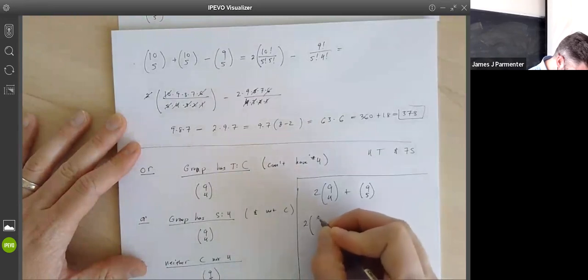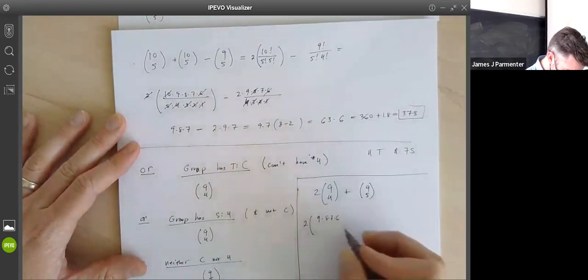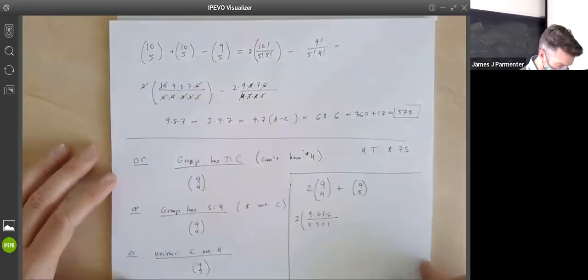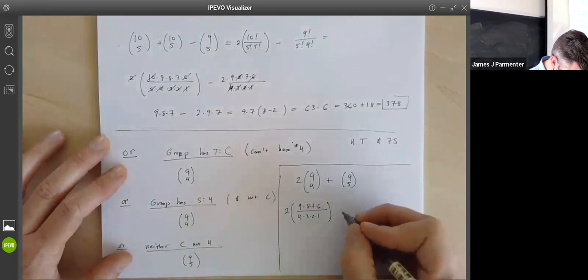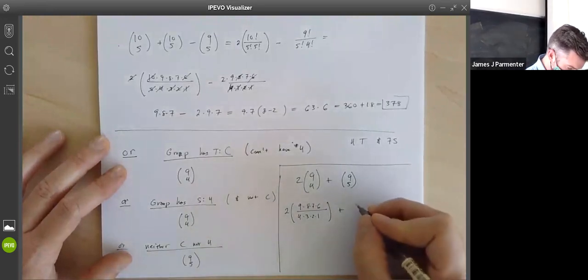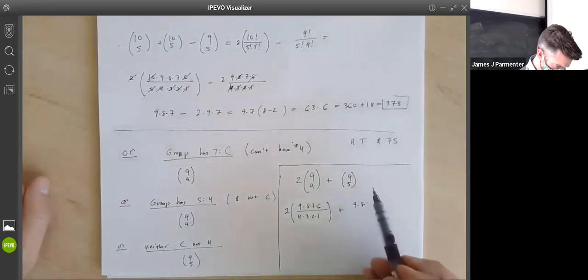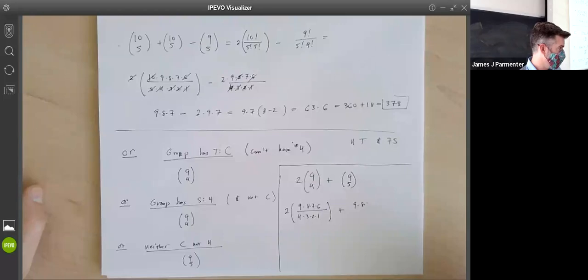2 times 9 factorial, which is 9 times 8 times 7 times 6, divided by 5 factorial times 4 factorial. I'm trying to show a little less work here. I've already canceled out the 5 factorial that would have been on top and bottom. And then I'm going to have plus 9 times 8. Oh, I'm really smart here. Interesting. 9 choose 5 and 9 choose 4 are really the same.